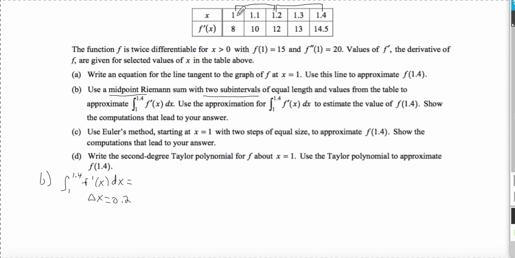So for my first rectangle, the base of my rectangle is 0.2. I'm going to multiply it by my midpoint height, which is 10. I want to add on to it the area of my next rectangle. The delta x is 0.2. And then my midpoint height for my next rectangle, the height of my rectangle is 13. Okay, there we go. That is my midpoint Riemann sum approximation. You can leave it like that, all right? Remember, don't simplify if you can help it. For those of you who are feeling the urge, I discourage you, but it is 4.6.